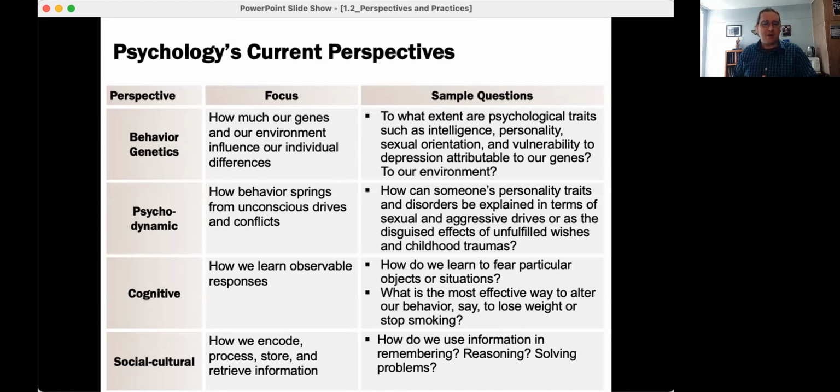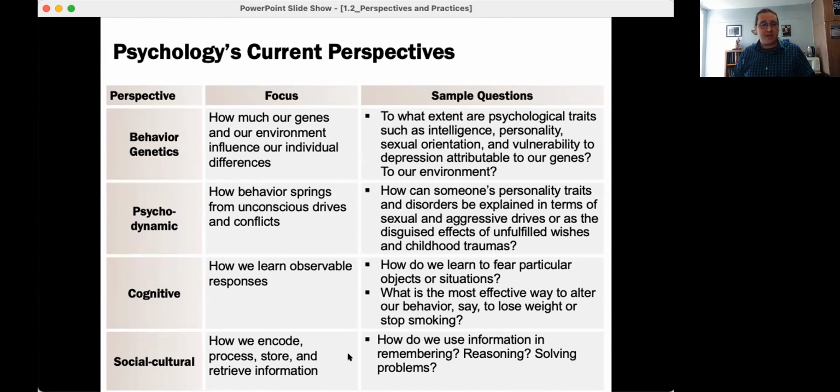Cognitive, how does our mind work as far as humans? How do we piece things together? We'll talk about the cognitive perspective here, I think in chapter 4 or 5, I believe. How do we learn to fear particular objects or situations, and how do we overcome those fears in order to get whatever goals we're trying to meet? What are some of the ways that we handle obtaining our goals, right?